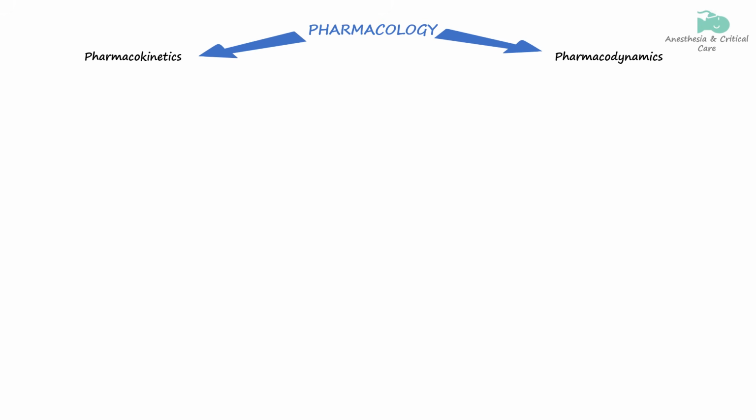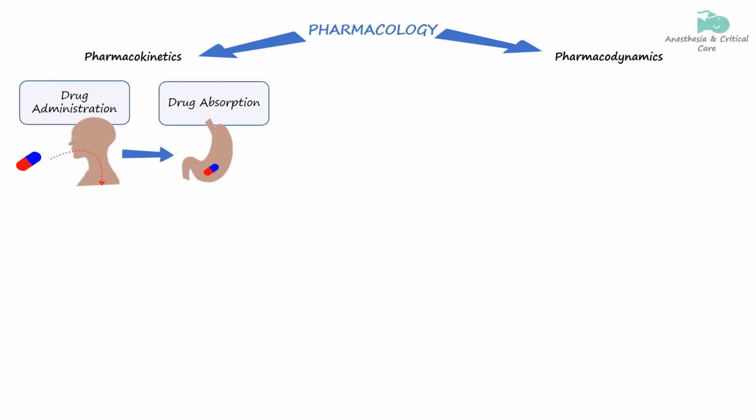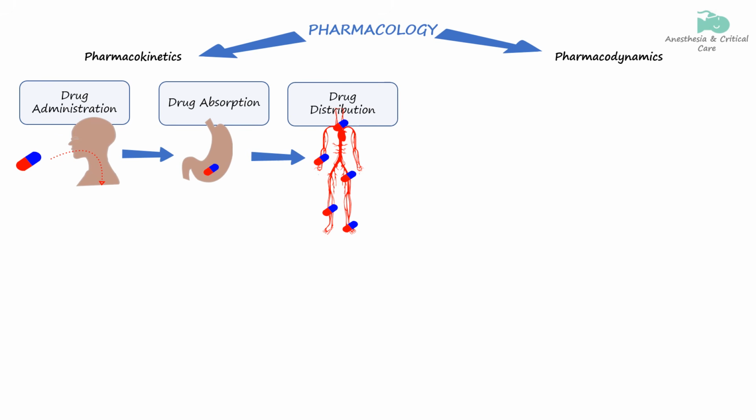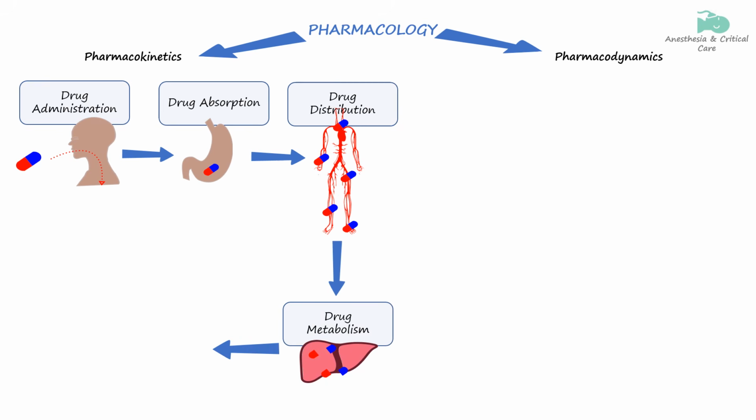So when we give a drug to a patient, several things happen to the drug. These include how the drug is being absorbed from the site of administration, how it is distributed from the blood to the other parts of the body, how it is metabolized, and finally how it is eliminated. Together we call these processes pharmacokinetics.